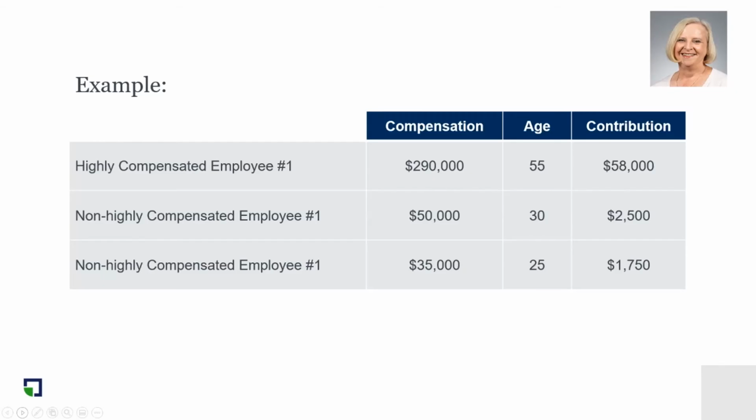So obviously this is just an illustration. Depending on your population, these numbers will work out differently. And also this example does not include salary deferrals or matching. So the numbers are going to change. This is just a basic profit sharing illustration.